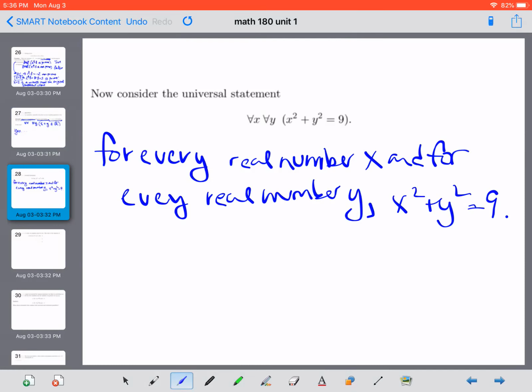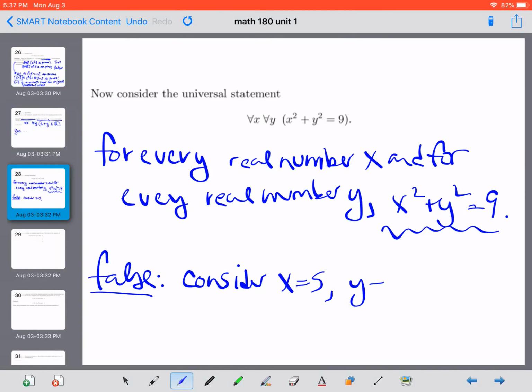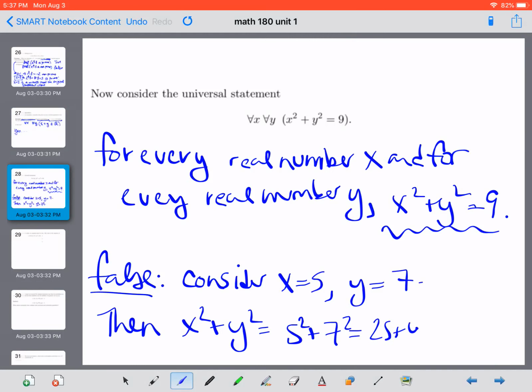This is quite simply false. It is false many, many times over. We can find lots of counterexamples to show that this is a false statement. All we need is a pair of numbers x and y that make the equation x squared plus y squared equals 9 false. So for our counterexample, consider, let's say, x equals 5 and y equals 7. It doesn't really matter. Just make sure you choose an x and a y such that x squared plus y squared is not equal to 9. In this case, x squared plus y squared would be 5 squared plus 7 squared. It is 25 plus 49. That's 74, very much not equal to 9.